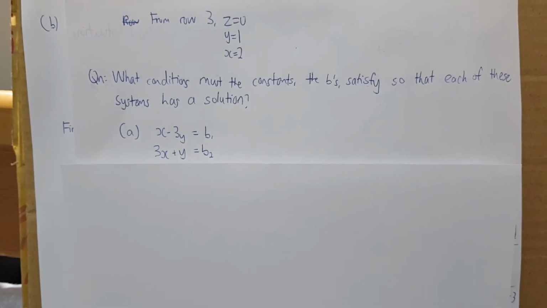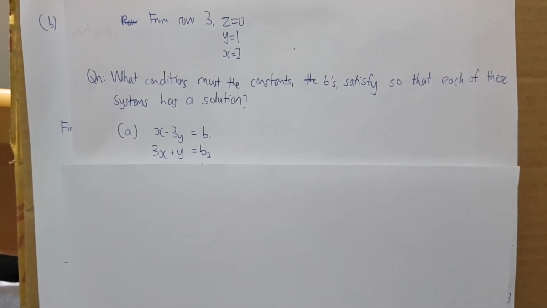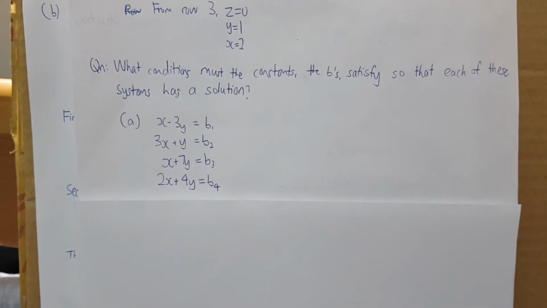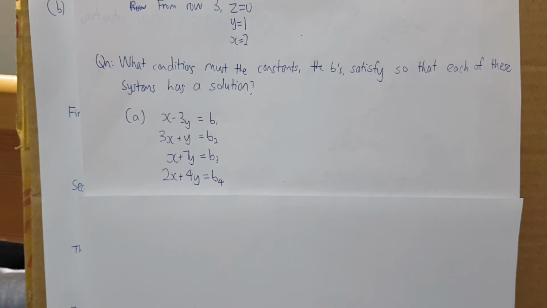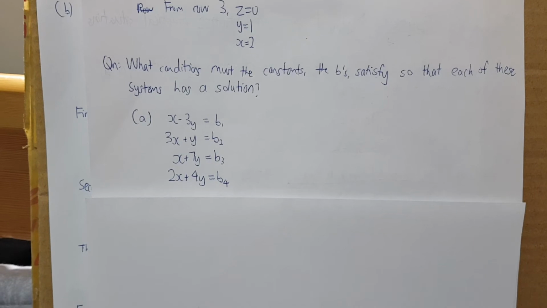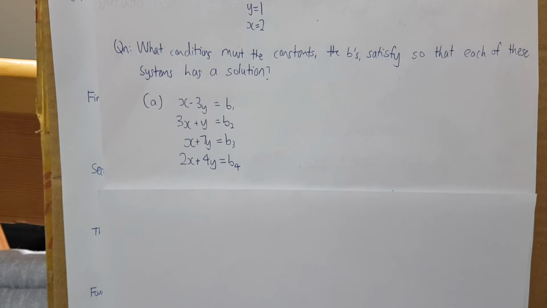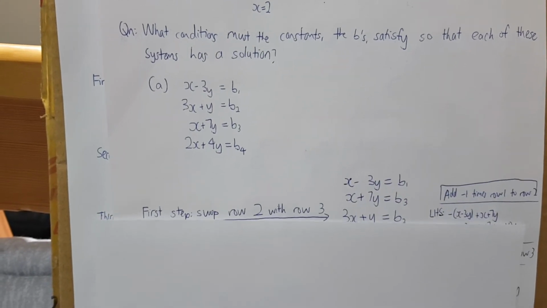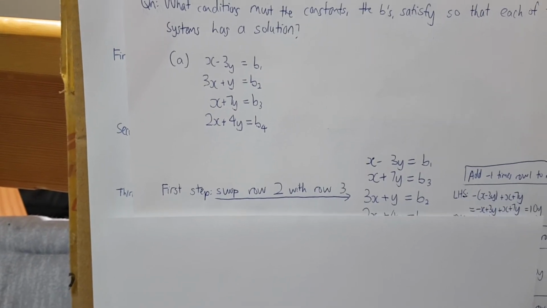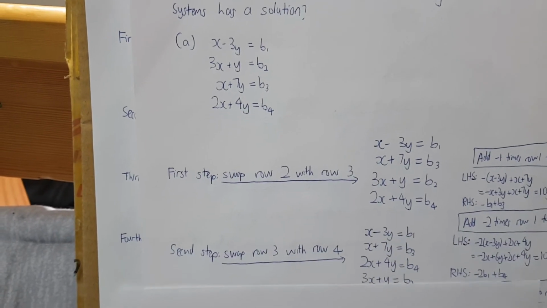So for this, we are given this. So what do we do next? Since the coefficients of x are in ascending order, we can do the first step, where as you can see, we are given these systems of equations. So what do we do? We sort the rows according to ascending order of the coefficients of x. So hence, first step, we swap row 2 with row 3. We get this. But for the 3x and 2x, we swap again to get this.